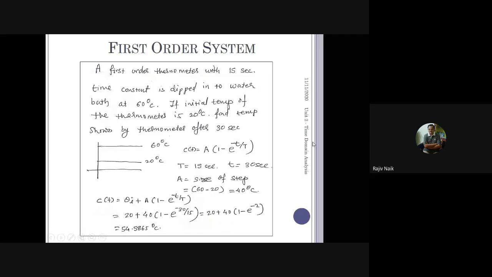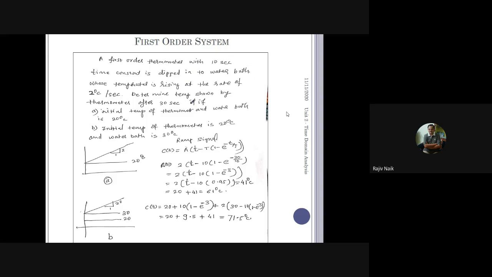Very simple problem. This problem was asked in a VTU exam once, not with the same data but with different data, a similar type of problem. This other problem also appeared in VTU exams once or twice. That is this problem. In this problem, there are two things.